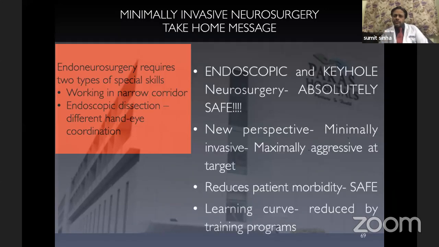So these techniques are absolutely safe, and they are a new paradigm in neurosurgery and spine surgery. These are minimally invasive, however, they are maximally aggressive to the target, and they certainly reduce patient morbidity. However, the learning curve is there, which can be reduced, as I already said, by joining several training programs.